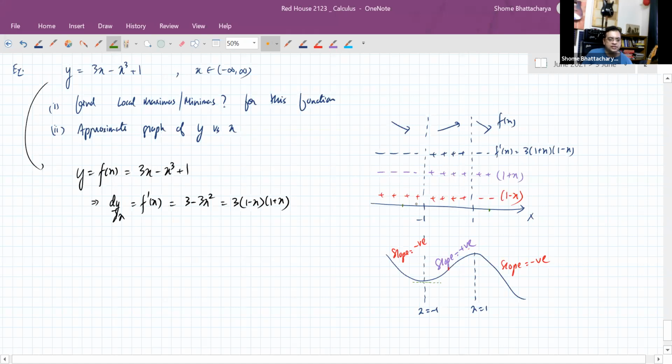Between minus root 3 and minus 1, the slope is negative. Then again between minus 1 and 1, the slope is positive. And then again between 1 and root 3, the slope is negative. Got it now?